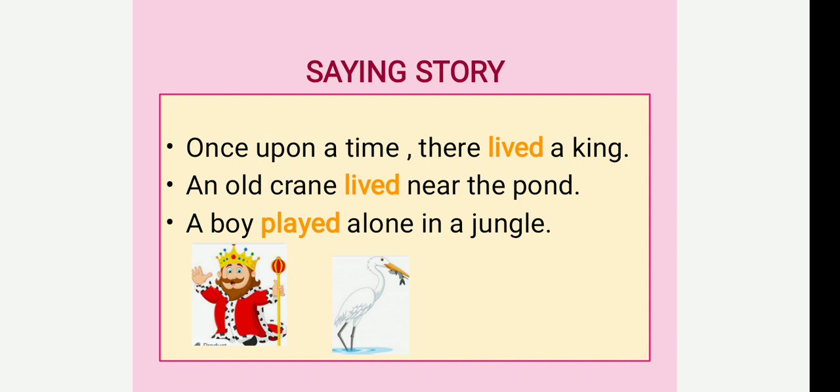Once upon a time, there lived a king. An old crane lived near the pond. A boy played alone in a jungle, once in the forest. So these are the examples. In order to narrate a story, we use simple past tense. That means we use a past verb in the sentence.